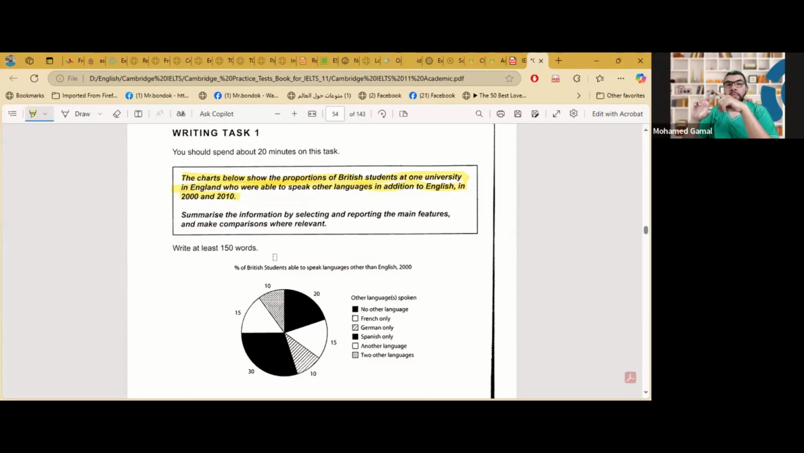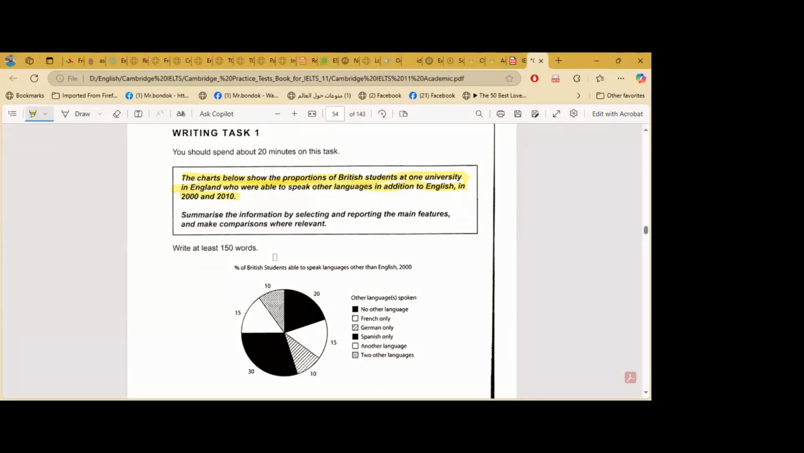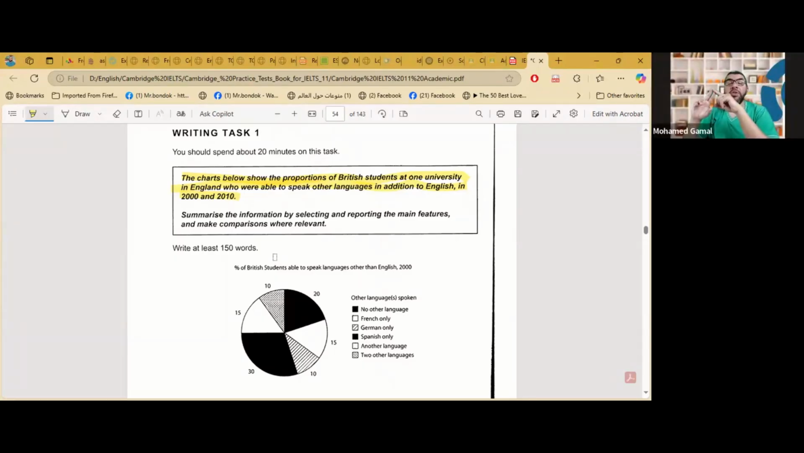Anybody knows? It's a certain university, one university. Thank you. Exactly. So it's not universities in general. It's about one university only. It's not about any university, and it's not about two, three, four. It's one university only, as it is said. And what is the other inaccurate piece of information?